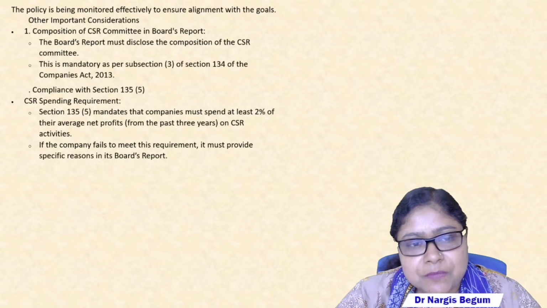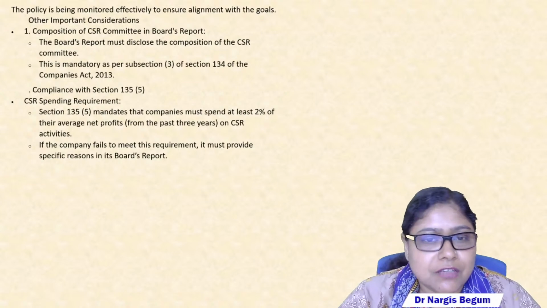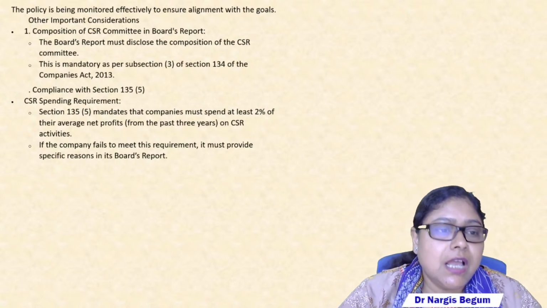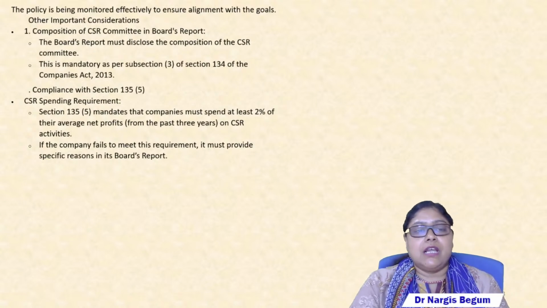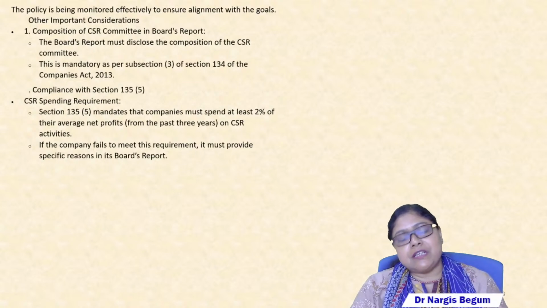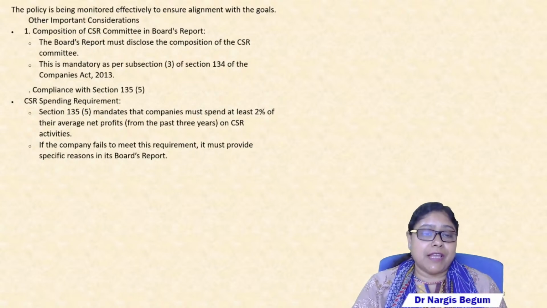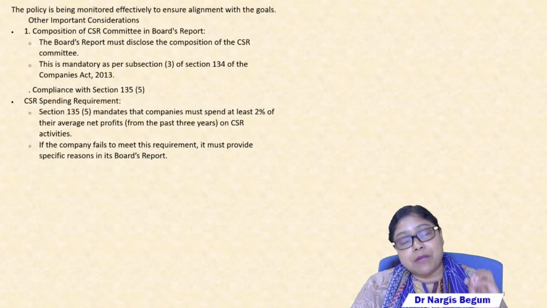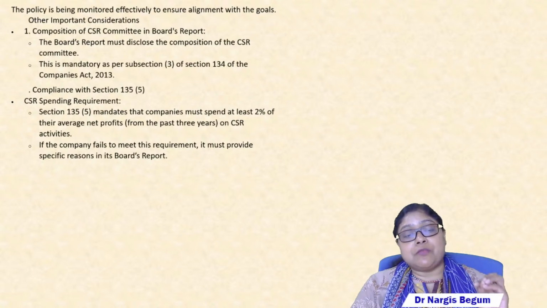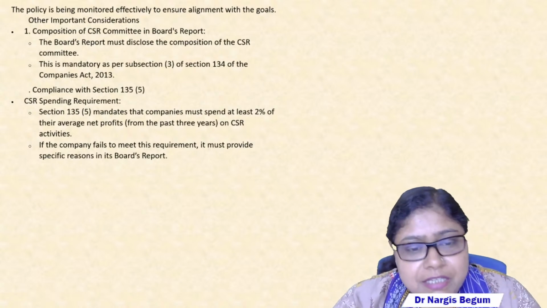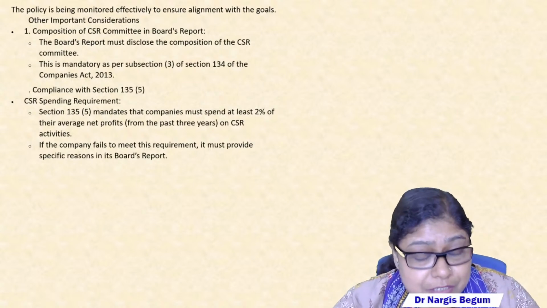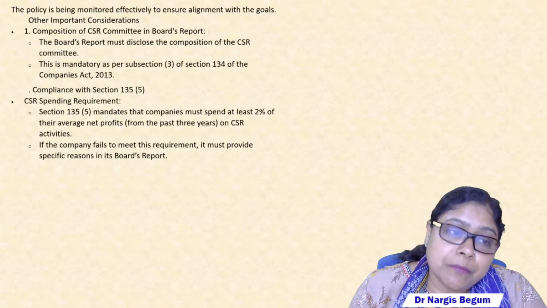This is mandatory as per sub-section 3 of section 134 of the Companies Act 2013, and it is in compliance with section 135(5). It is the CSR spending requirement according to section 135(5). It mandates that companies must spend 2% of their average profit. When we are talking about the average profit, we are calculating from the past 3 years on CSR activities. If the company fails to meet the requirement, then it should provide a specific reason why it could not meet it.